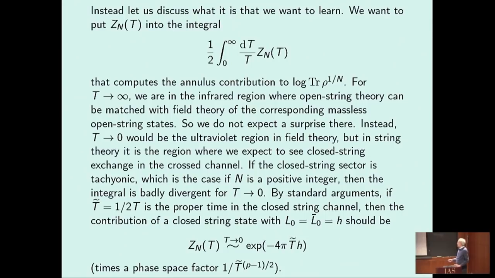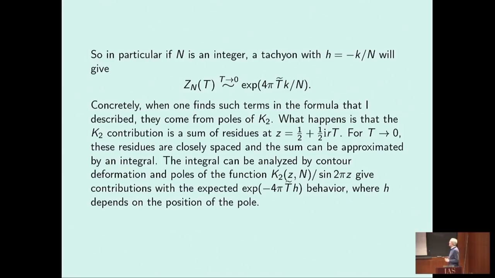If the closed string sector is tachyonic, which is the case if n is a positive integer, the integral is badly divergent for t going to 0. By standard arguments, if t tilde is the proper time in the closed string channel, then a closed string state where L0 and L0 bar are equal to h should make this kind of contribution to the open string partition function times a phase space factor that depends on p. So in particular, if n is an integer, a tachyon with h equals minus k over n will give this behavior.